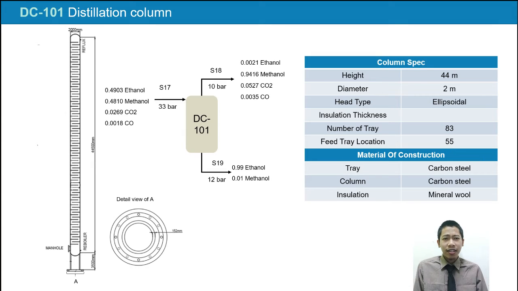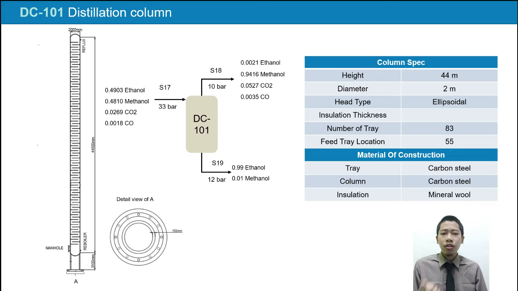As for the distillation column, the aim is to gain high purity ethanol at the bottom of the column. The operating pressure and temperature for this column will be 33 bar and 64 degrees Celsius. All of the carbon monoxide and carbon dioxide that enter the column will be the top product of the column, together with almost all of the methanol. The bottom product will be ethanol with 99% purity.